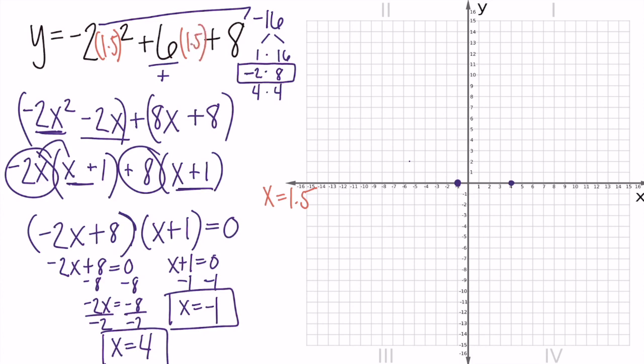Go ahead and do that in your calculator. So 1.5 squared times negative 2 plus whatever 6 times 1.5 is plus 8. We should get that y is 12.5. So there is my vertex. I'm going to go ahead and graph that. So I'm going to go over 1 and then halfway between 1 and 2 since it's 1.5. And then I'm going to go up 12.5, so between 12 and 13.